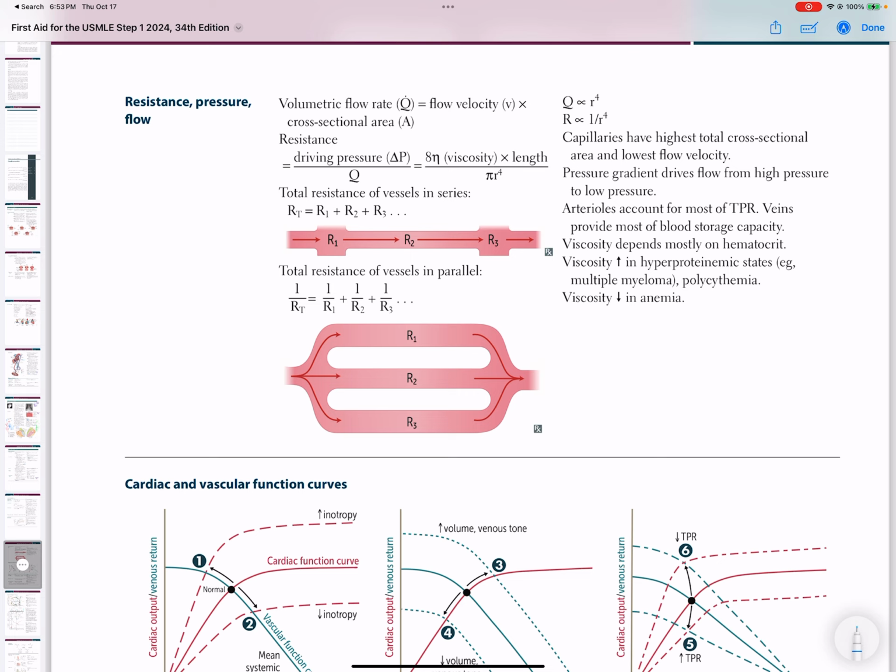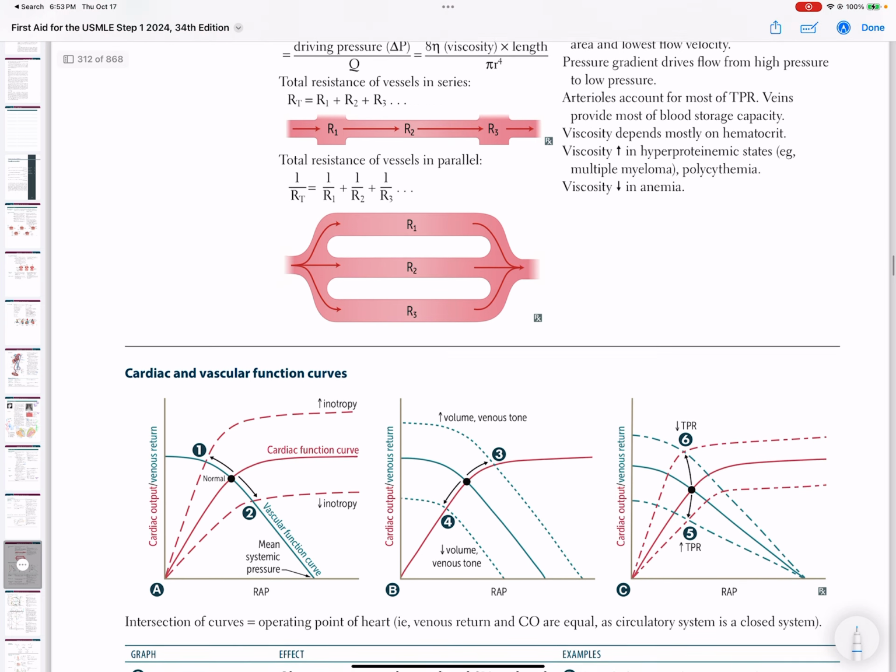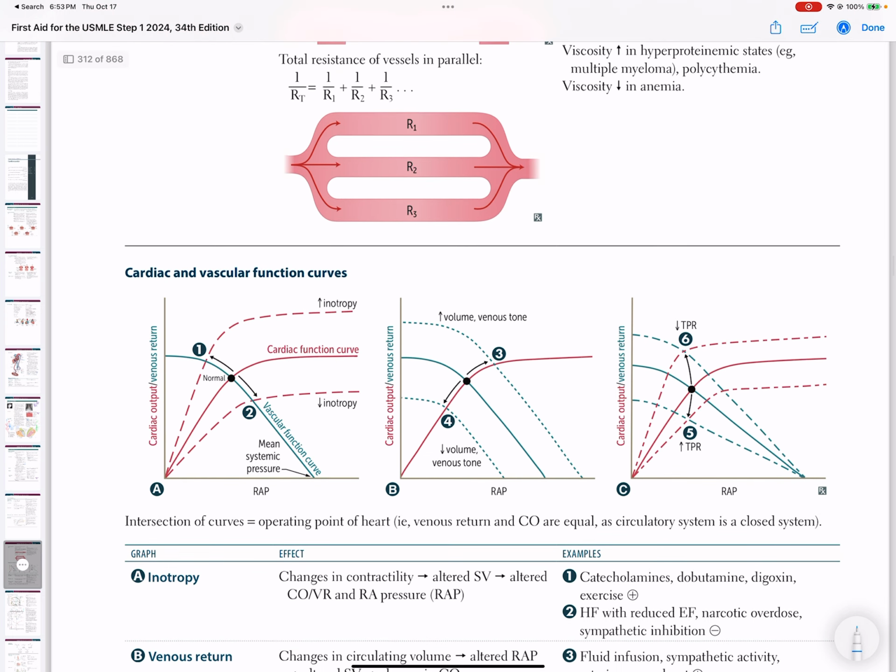When it comes to resistance, you add the resistances in series, and in parallel, 1/RT is 1/R1 plus 1/R2 plus 1/R3 and so on. And now we have the cardiac and vascular function curves. It is also the cardiac output or venous return versus the right atrial pressure. And we also have the vascular function curve. So this is the cardiac function curve and vascular function curve.